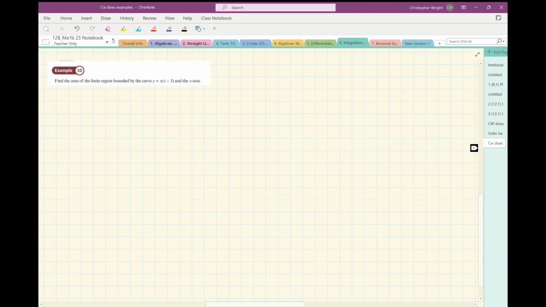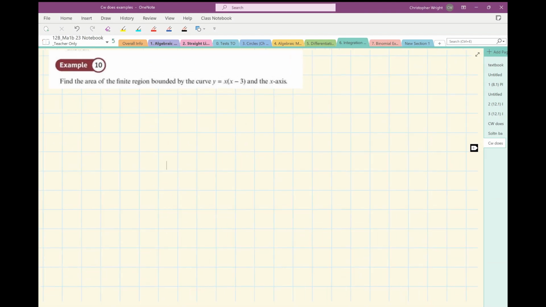Example 10. Right, let's have a look at this one. So this time we're asked to find the area of the finite region bounded by the curve, this curve here, and the x-axis. Let's draw a diagram so we can see what's going on.